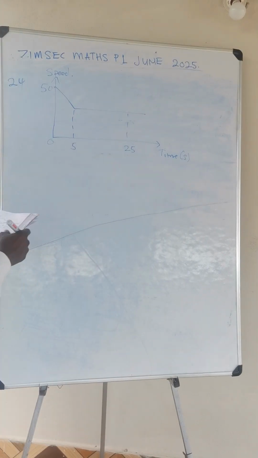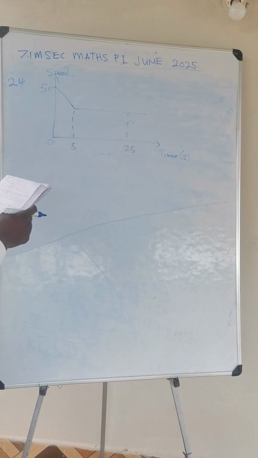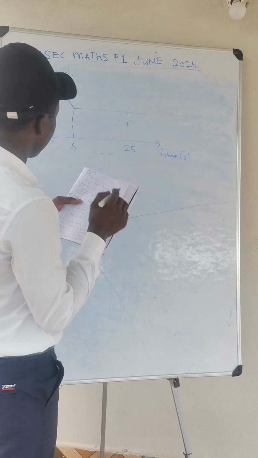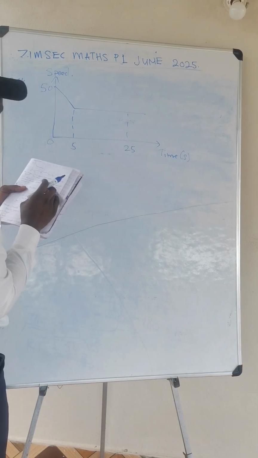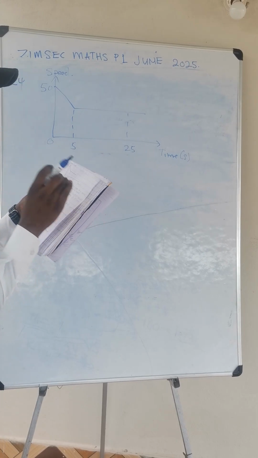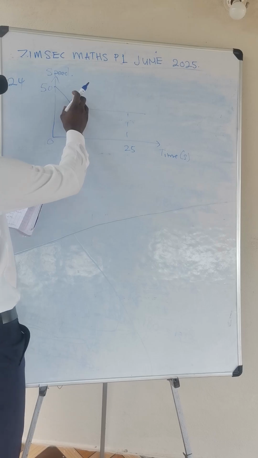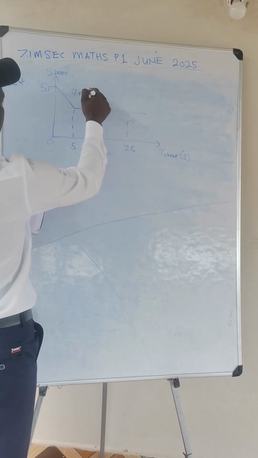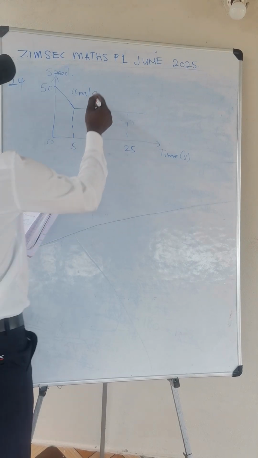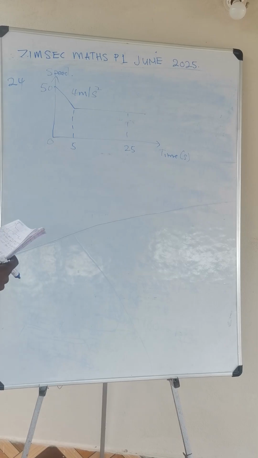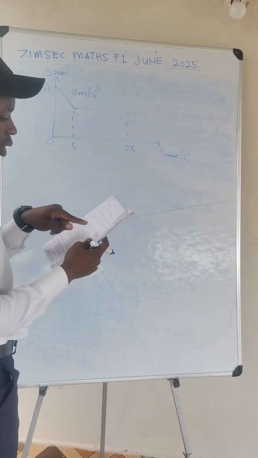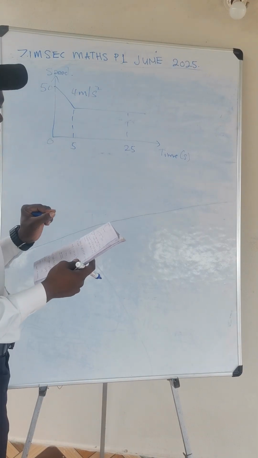Let's see what our question is saying. The diagram is a speed time graph of a moving object. The starting speed is 50 meters per second. It decelerates at 4 meters per second squared for the first 5 seconds. It means it is decelerating. It maintains the constant speed for the next 20 seconds.